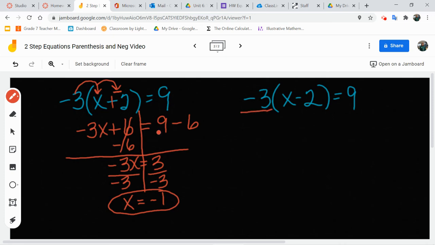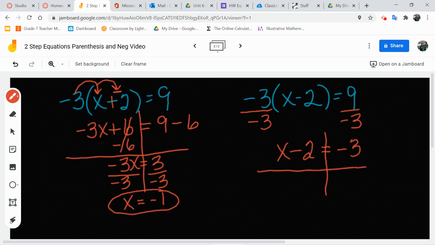So let's find out how much for one group. So we divide both sides by negative 3, negative 3. This cancels out, giving us one group of x minus 2. So we take off those parentheses. Equals, when we divide here, we have one negative. So it's a negative. 9 divided by negative 3 gives me negative 3. Now I just have one step left to isolate this variable or solve this problem. The opposite of subtracting 2 is adding 2 to both sides of this equation.